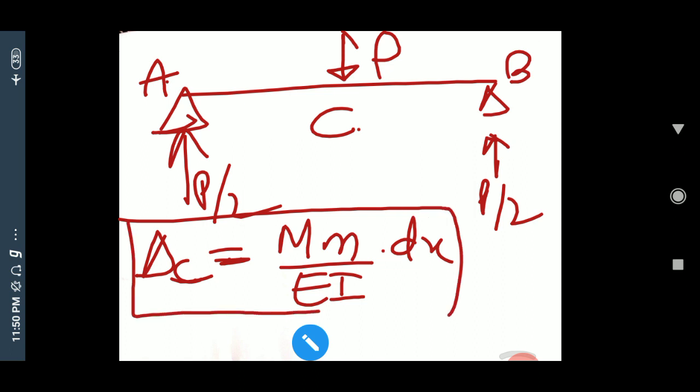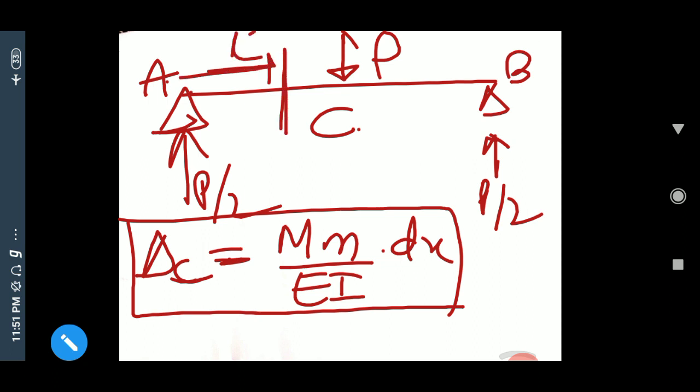So we will determine the value of this capital M and this small m. Capital M will be a moment due to the loads at any point x. Suppose this is point x. So what is this value of M? It is actually this P by 2 acting over here, so this P by 2 into x.